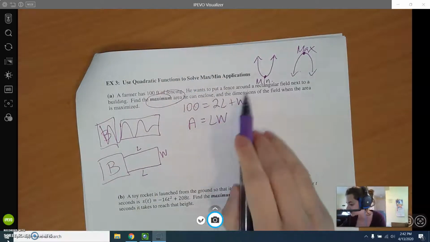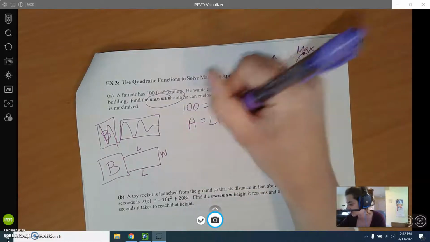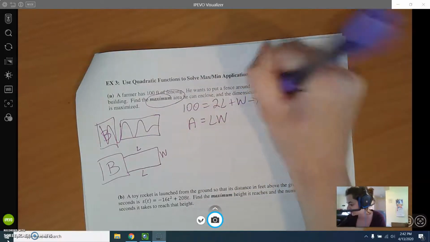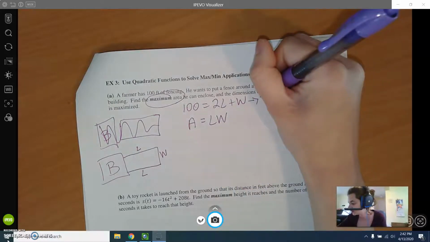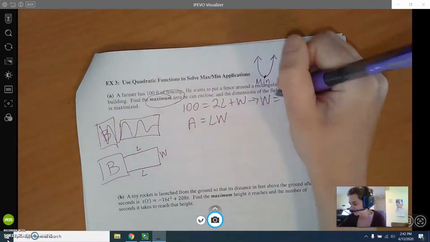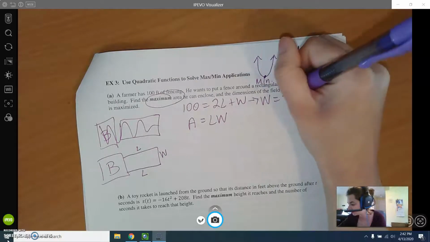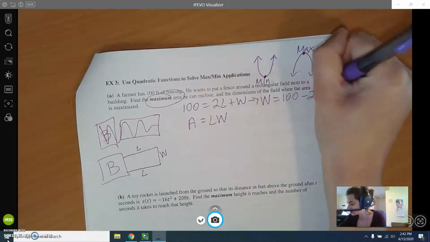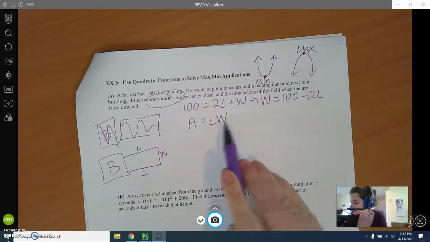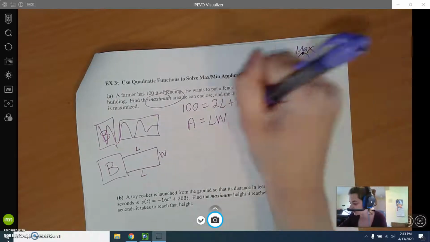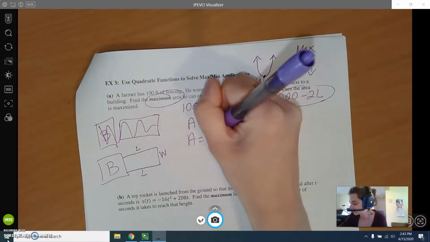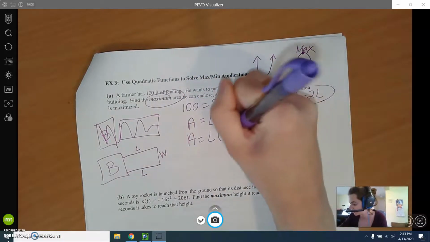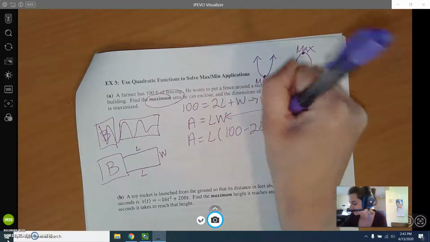And let's go ahead and substitute for one of the variables so I don't have 2 variables in there. So from here, I think the easiest one to solve for is W. So if I subtract 2L from both sides, I would have W equals 100 minus 2L. And then I can substitute that into my area equation. So then area equals length times 100 minus 2L.